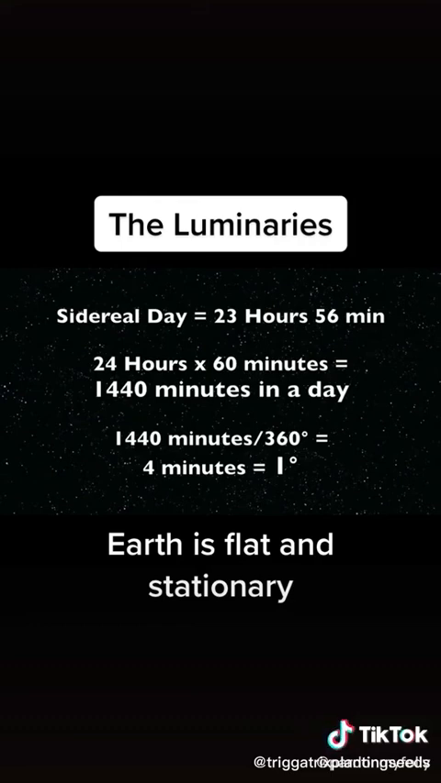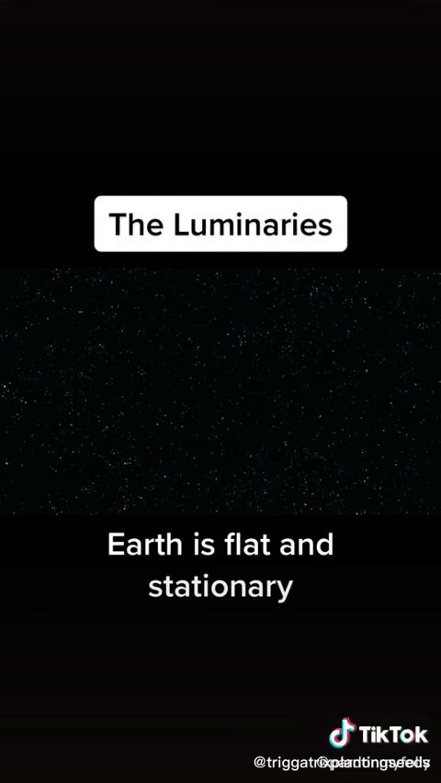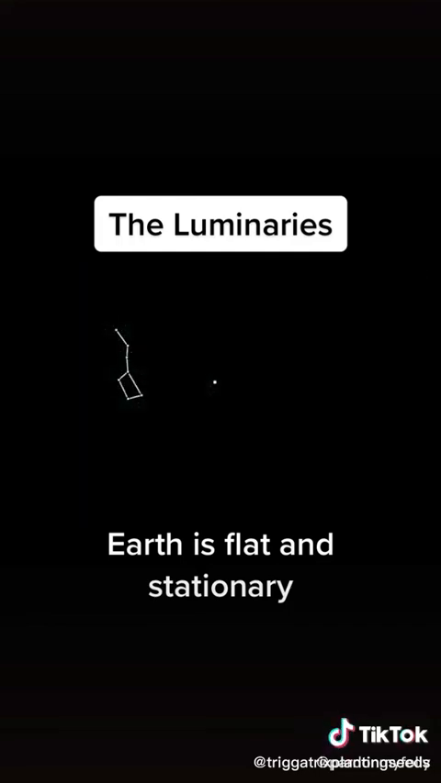So the stars all rotate around Polaris every single day, but because they're slightly faster than the sun, they gain 1 degree per day. This causes the stars to shift 1 degree per day roughly, or roughly 7 degrees per week. So if you were to look up at the sky at the same time every day, it's going to be slightly different because they're shifting 1 degree every day.